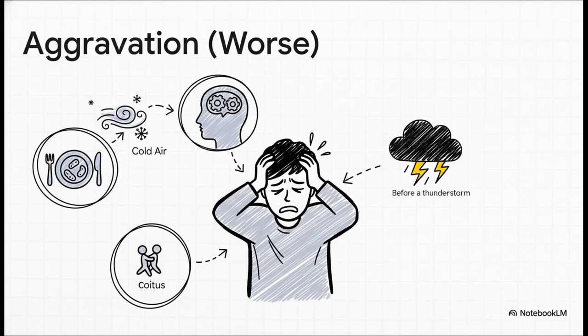And here are the aggravations, or the things that make the symptoms worse. It's a pretty diverse list, right? You've got everything from physiological acts like eating, to environmental factors like cold air, to mental effort, and even atmospheric changes, like an approaching thunderstorm.